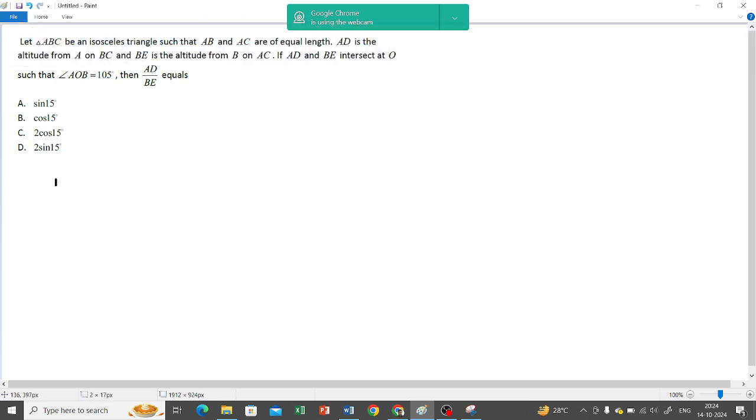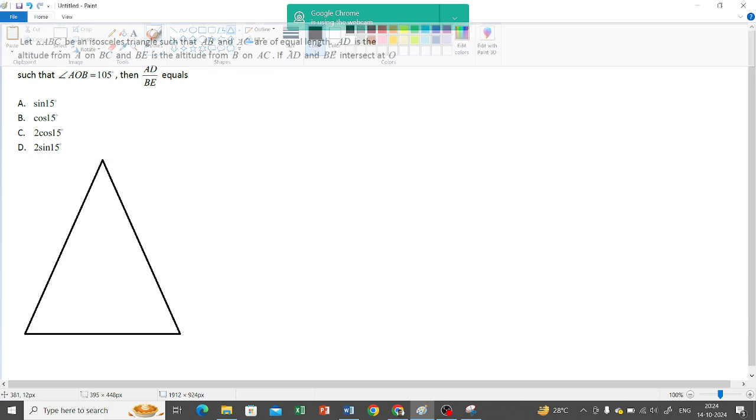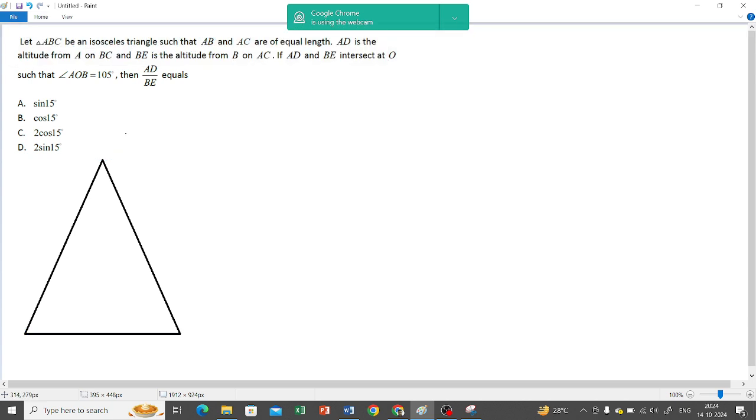So first of all, let us draw an isosceles triangle ABC, where AB and AC are of equal length. AD is the altitude.